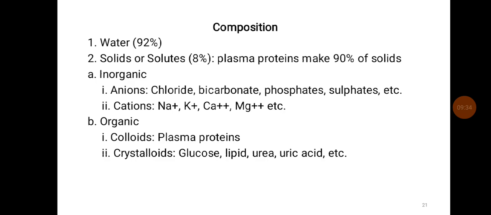Composition of the plasma. Water makes almost 92%, solids or solutes make 8%, and plasma proteins make 90% of all the solids. There are inorganic anions and cations like chloride, bicarbonate, phosphates, sulfates, and cations like sodium, potassium, calcium, and magnesium. Organic substances are colloids and crystalloids. Colloids are basically the plasma proteins, and crystalloids are glucose, lipid, urea, uric acid, etc.